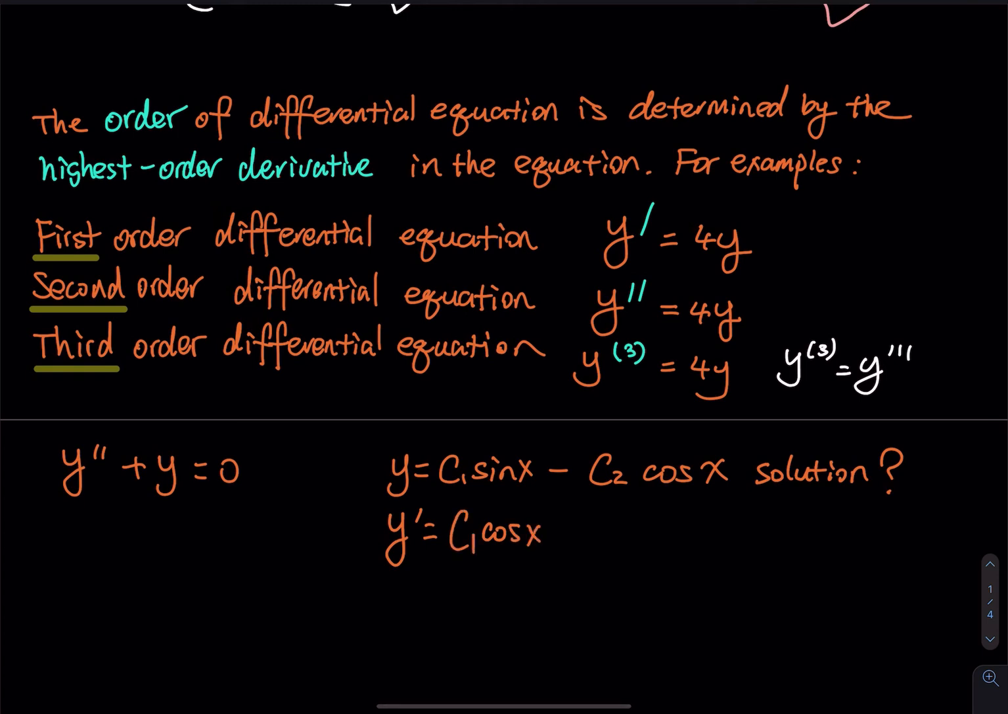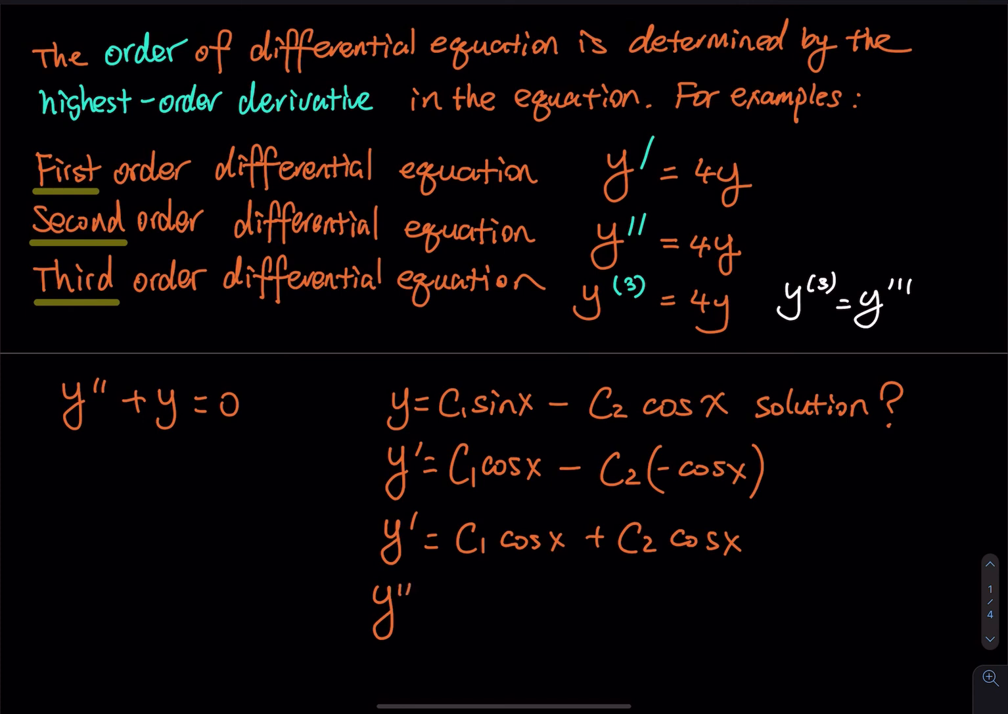So c1 times cosine, and then the derivative of cosine, I heard people saying sine, I heard people saying negative sine. Okay, so which one is it? The derivative of cosine is negative sine. So we have c2 times negative sine x. So negative, you get a positive, right? Let me just show you one extra line. So c1 cosine x minus c2 sine x, and then the next one, double prime.